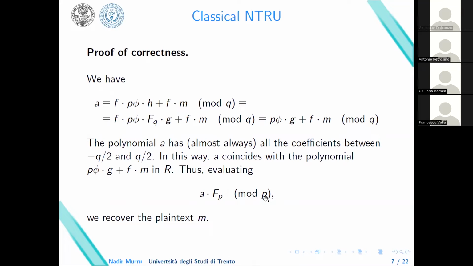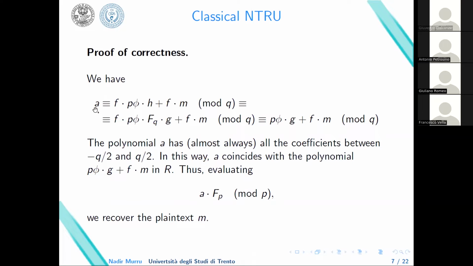Okay, so let's see the proof of correctness. So let's see why the decryption procedure works and why sometimes we can have some problems. Some failures can occur during the decryption procedure. And then in the next slides, we will see how to avoid this problem. We will see also why we don't have this problem in the HRSS version.